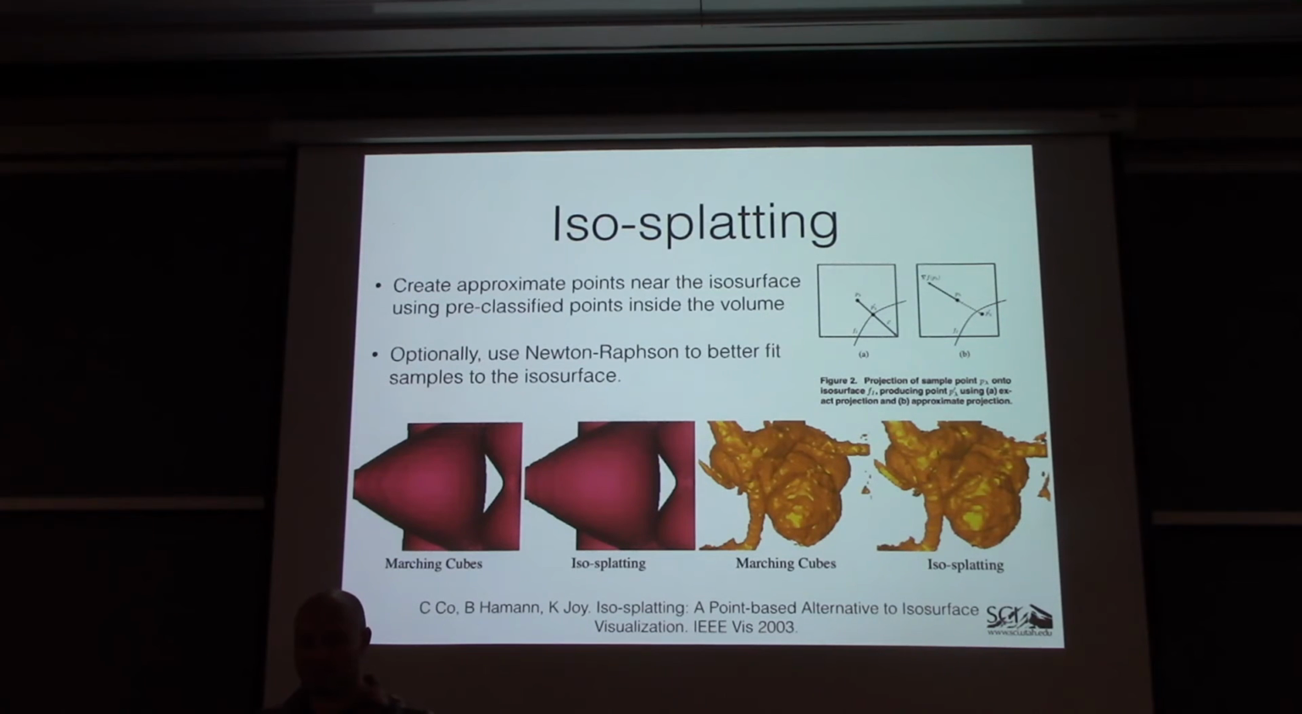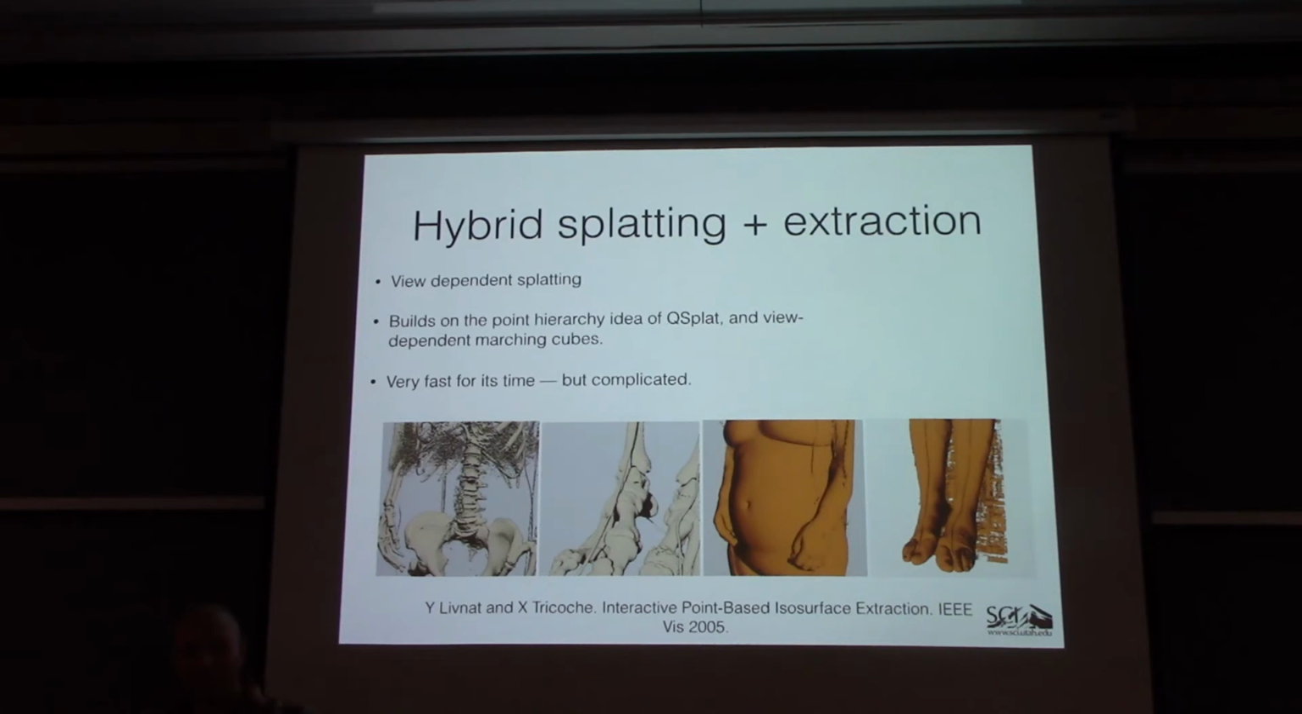So there was a technique basically similar to QSplat, but with some additional interpolation to get your sample closer to where the actual isosurface was. And then you had papers that were a combination of splatting and marching cubes. It would be actual marching cubes if you were really, really close to your surface and needed triangles, or really, really far away and just wanted some overall representation.